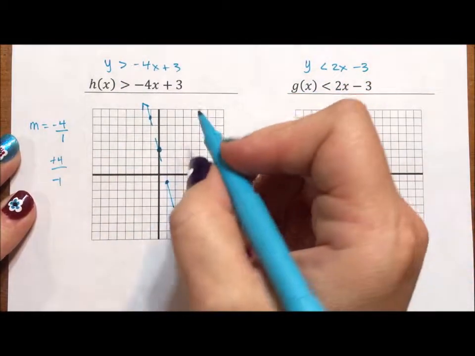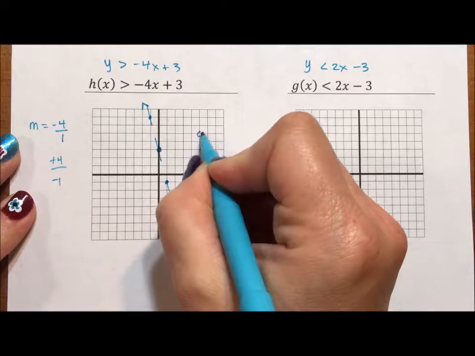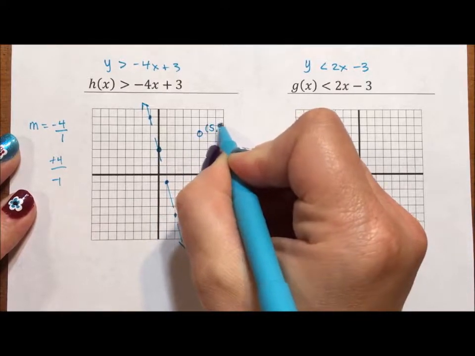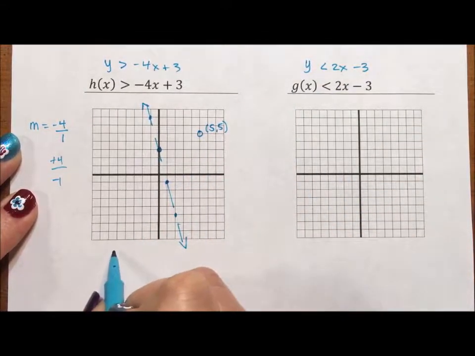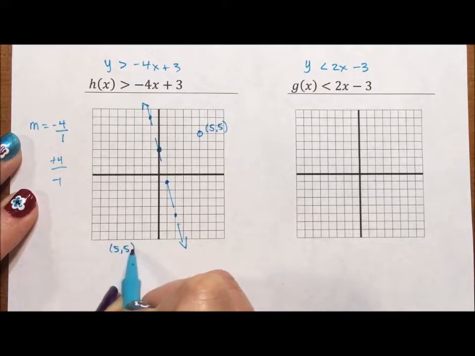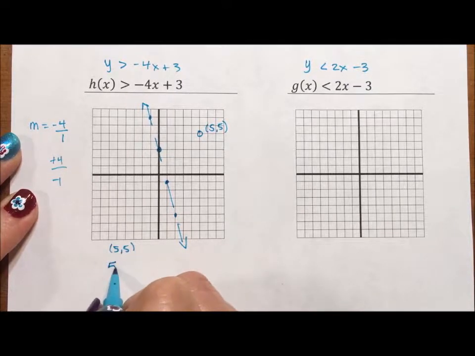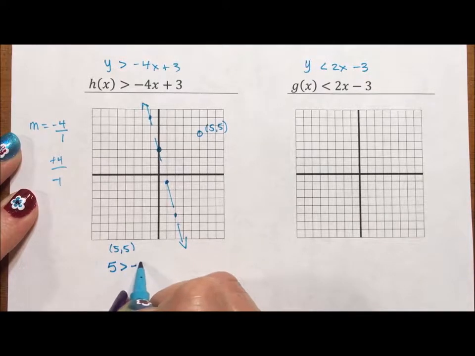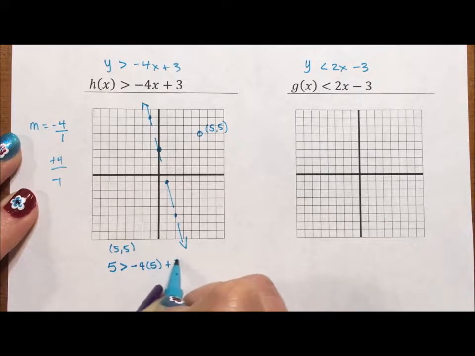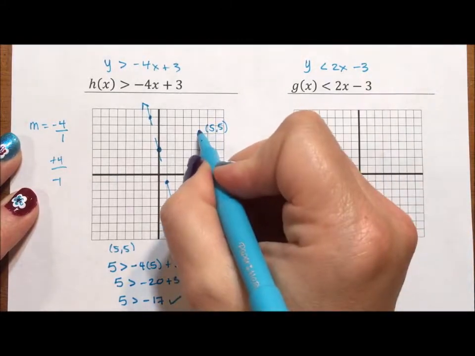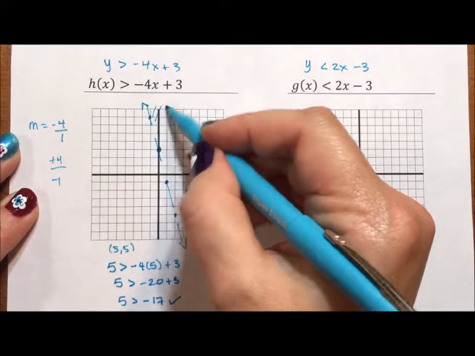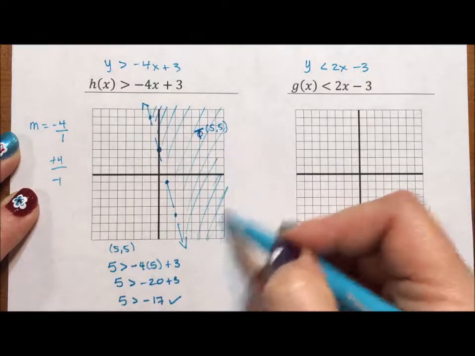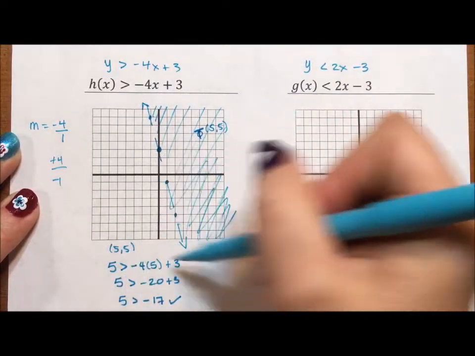So I'm going to test a point, and I think I'm going to test 5, 5. So if I test 5, 5, I'm saying is 5 greater than negative 4 times 5 plus 3? Is 5 greater than negative 20 plus 3? Is 5 greater than negative 17? Sure is. Because this point is true, it means all of the points on this side of the line are true. You could test other points if you're not positive.